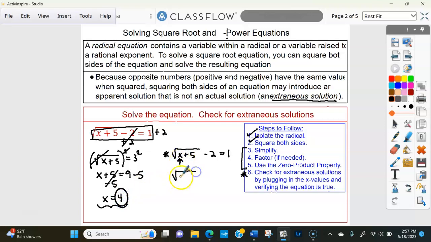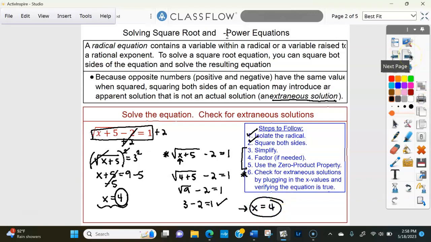So square root of 4 plus 5 minus 2 equals 1. We want to verify that this is in fact a true statement. The square root of 4 plus 5, that's the square root of 9. The square root of 9 is 3, and 3 minus 2 does equal to 1. This is a true statement. So that means that my solution is in fact x is equal to 4.